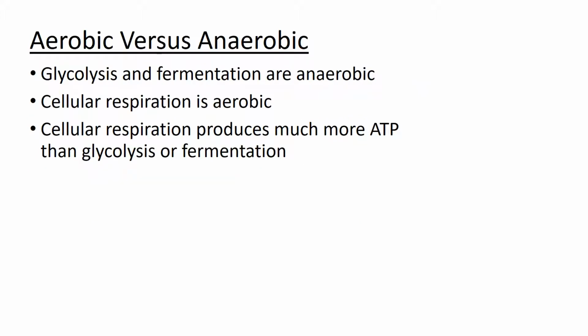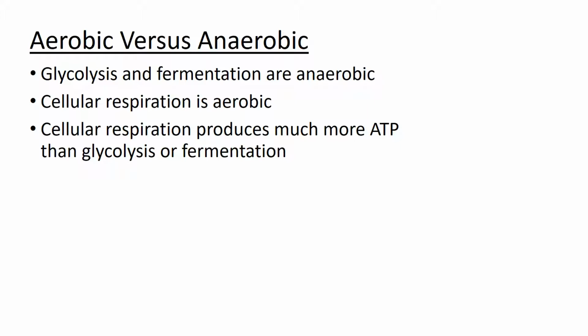Glycolysis and fermentation are anaerobic, not aerobic. So glycolysis and fermentation do not require oxygen. Cellular respiration is aerobic, it requires oxygen. Cellular respiration produces way more ATP than glycolysis or fermentation. As we've noted before, aerobic cellular respiration is going to produce way more ATP than anaerobic cellular respiration. So glycolysis and fermentation produce some ATP, but they don't produce nearly as much as cellular respiration, which uses oxygen.